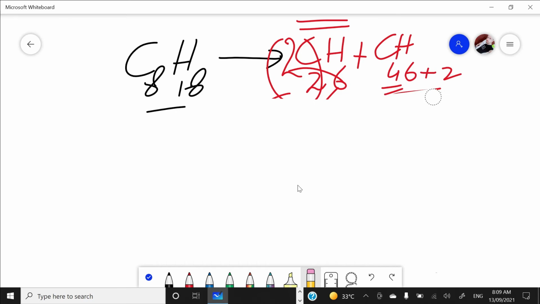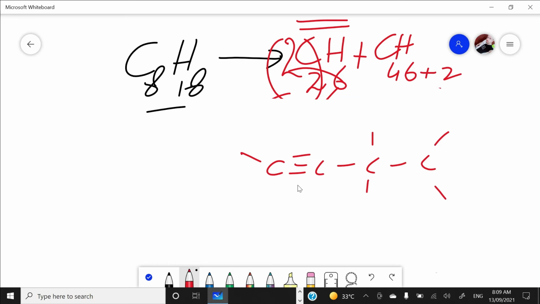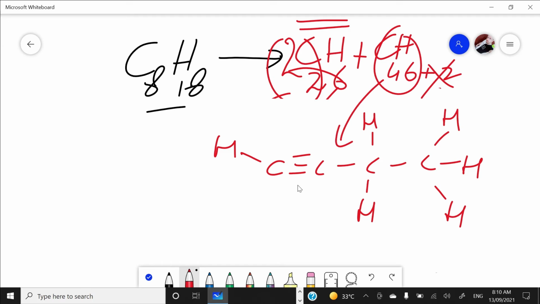I'll draw this structure. This will be an alkyne then. C1, 2, 3, and 4. Triple bond. 1, 2. Hydrogen 1, 2, 3, 4, 5, and 6. So instead of an alkene, we got an alkyne here.